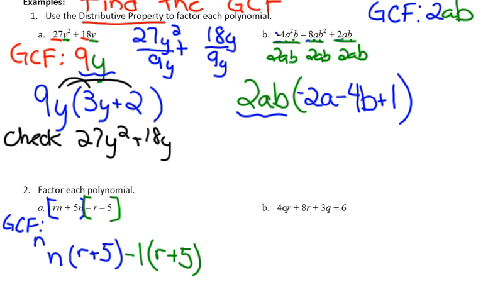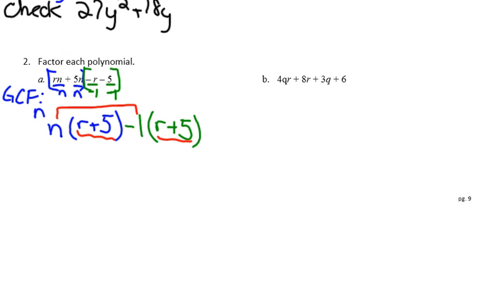Again, I'm going to go back and show what I did up here. I divided all of those by a -1. I divided both of these by an n. Now what happens, if you notice, is that inside the parentheses is the same exact thing, R plus 5. So I can put the two coefficients, so to speak, out front and write that as n minus 1 times R plus 5.